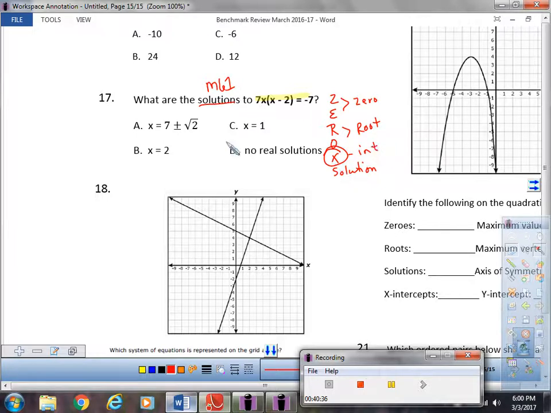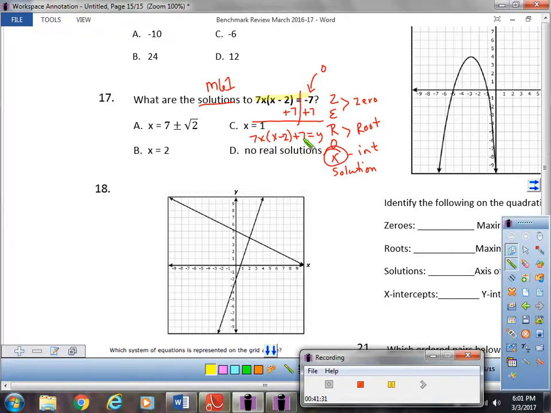So I'm just going to do a menu 61 on this one. I do need to move this over. You do always want to make sure that your equation is set equal to 0. So I do need to do little adjustments here by adding 7 to both sides. So 7x times x minus 2 plus 7. And then that 0 now becomes your y. You basically just need to type in this part into the calculator.